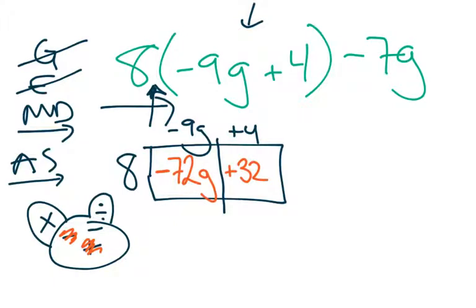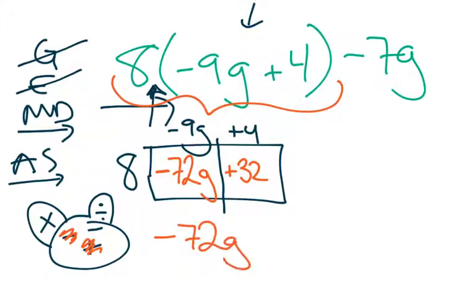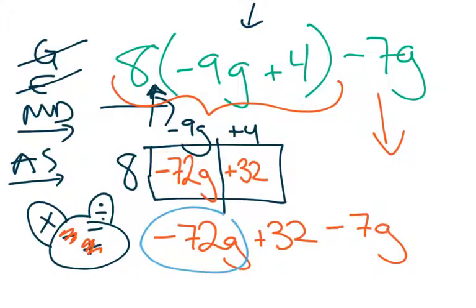Now I'm going to rewrite because I've only done this portion of the expression. I'm not done. I've just simplified that portion. Negative 72G plus 32, carry down the rest of my expression, minus 7G. Now I can do what I was doing in the first few problems. Circle my first term. Do I have any other variables that are G's? Yes, I do right here.